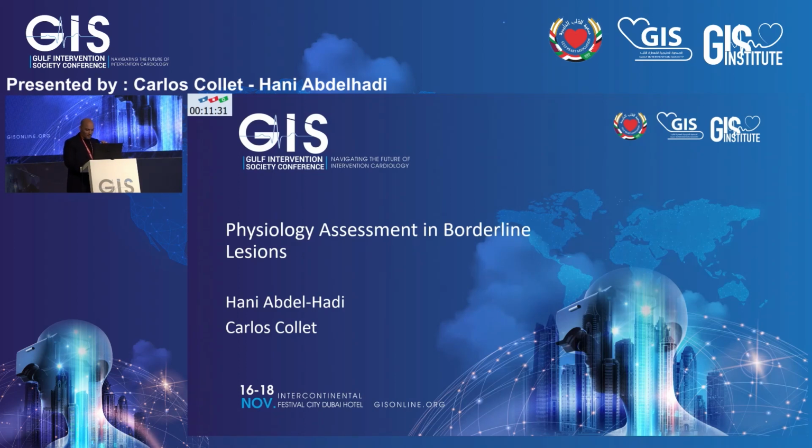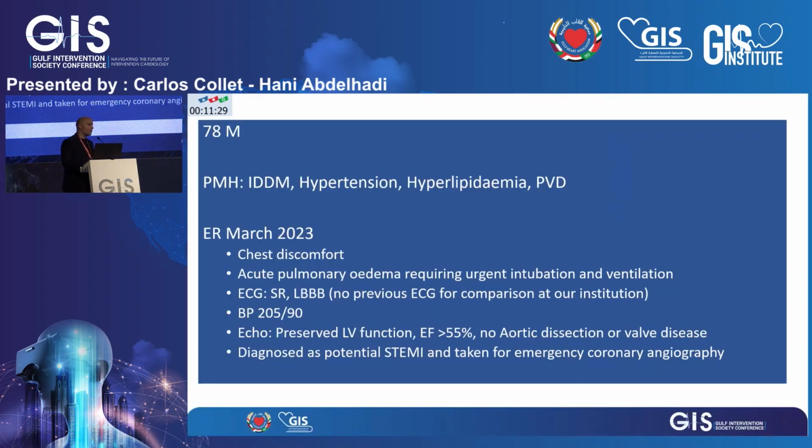Fantastic, thank you. So this is case-based learning. The first case is a 78-year-old gentleman, one of our typical patients: diabetic, hypertensive, dyslipidemic, and has peripheral vascular disease. This patient comes in with acute pulmonary edema and has to be intubated as an emergency in our ER. There's very little history from the patient, but we know from his companion that he had some kind of chest discomfort prior to his pulmonary edema.